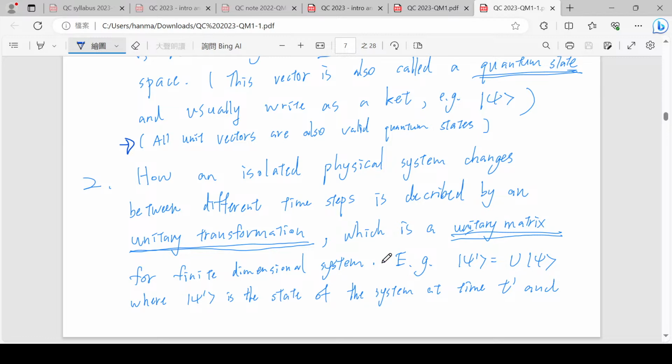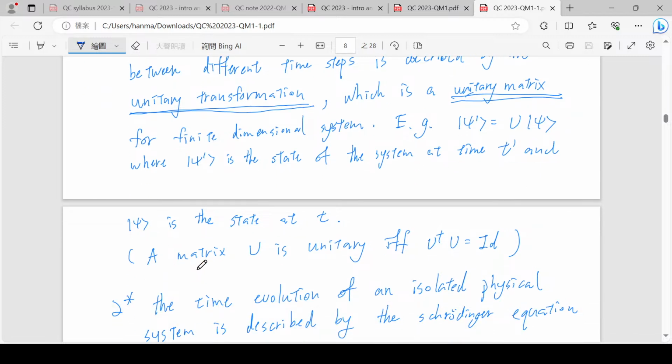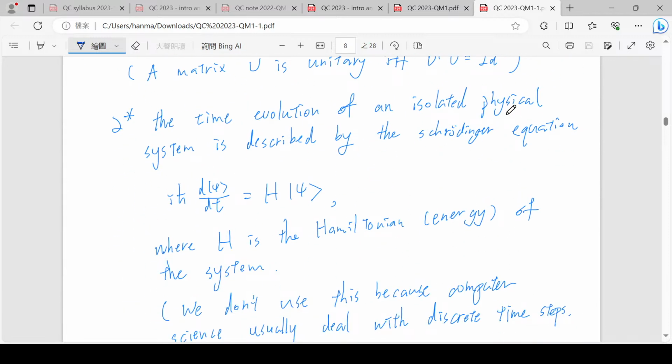Okay, so for example, say our state was some psi at time t, and then our state changed to some psi prime at time t prime. Then this psi prime will be some unitary times your state psi. And recall that a matrix is unitary if and only if U dagger U equals identity. Yeah. And so we have some side remark that we won't use, but you might be a little interested.